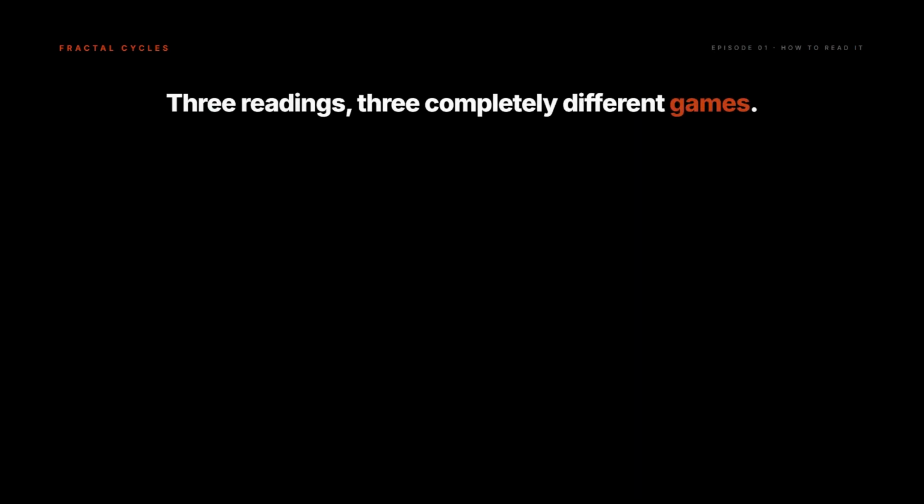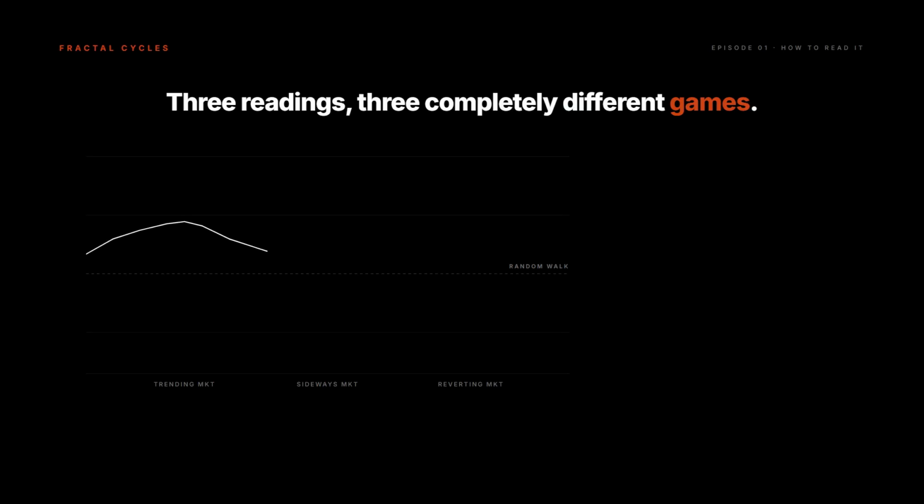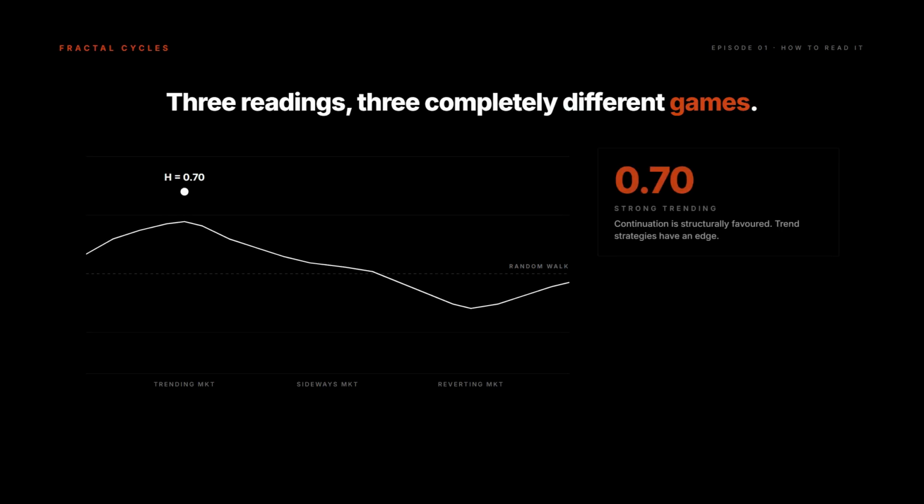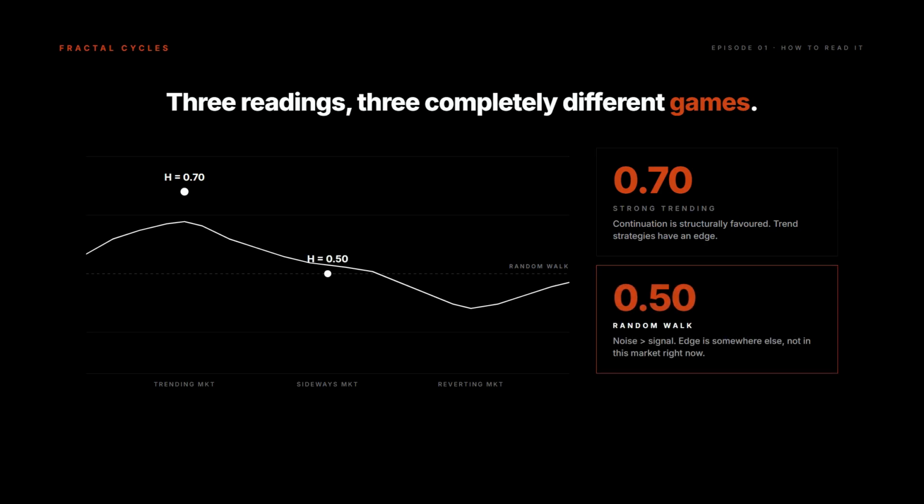A Hurst reading of 0.7 on the daily chart means strong trending character. Continuation is structurally favored. A reading of 0.3 means active mean reversion, where moves want to fade. A reading near 0.5 means the noise is louder than the signal, and your edge is somewhere else.